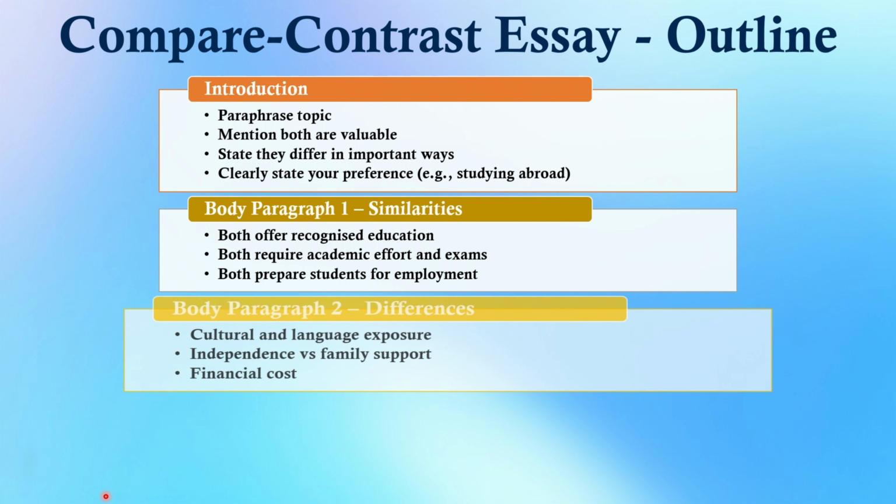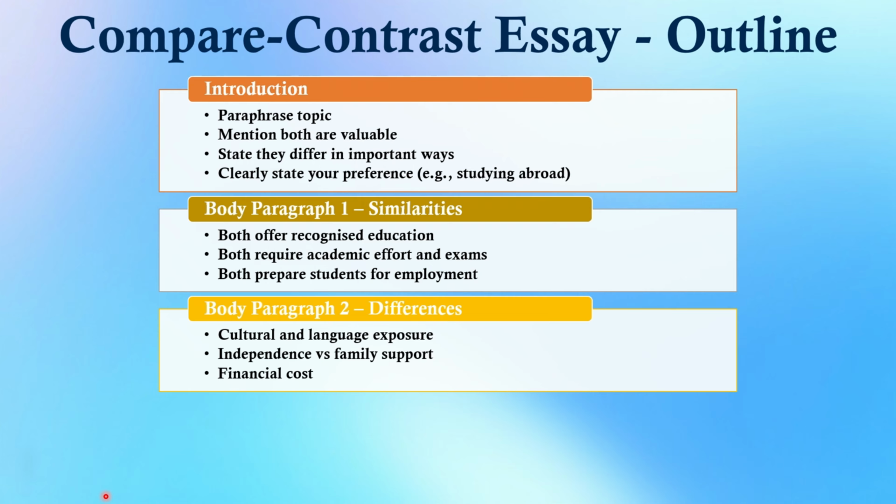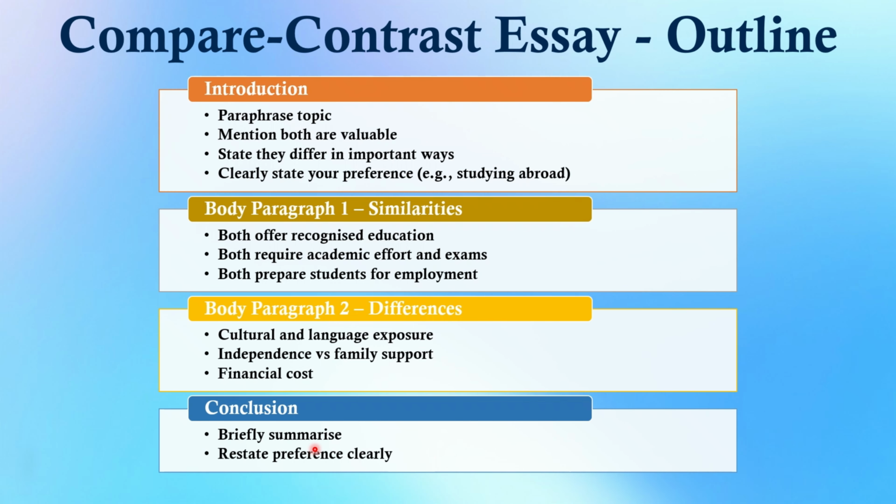In body paragraph 2, we turn to the differences. Here, we develop points related to cultural and language exposure, the contrast between independence and family support, and financial cost. Finally, in the conclusion, we briefly summarize the key contrast and restate our preference clearly. Notice that this is not a full essay. It's a map. And when your map is clear, your writing becomes controlled, organized, and logical.